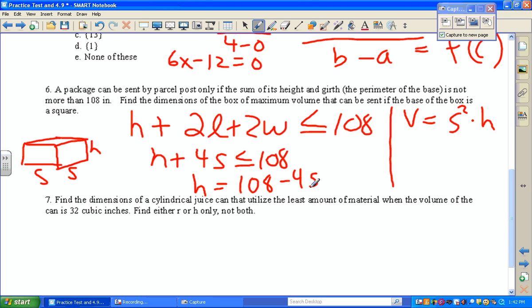The height? No, it's not. We changed these numbers to S's because it was a square. So this H is still the same as this H. Okay? So the height and the perimeter. Okay?